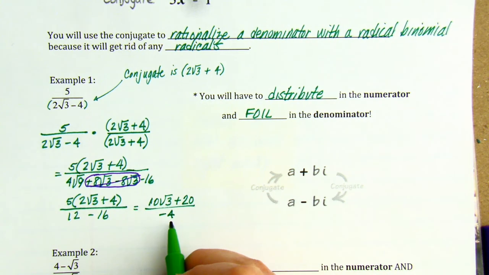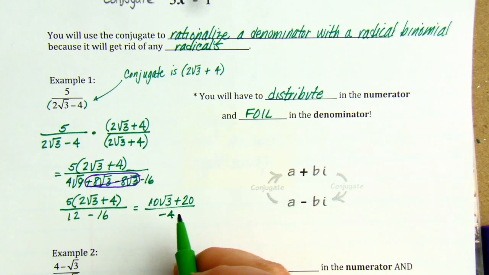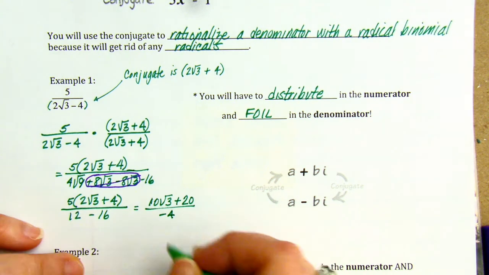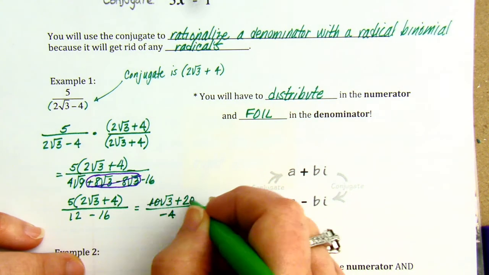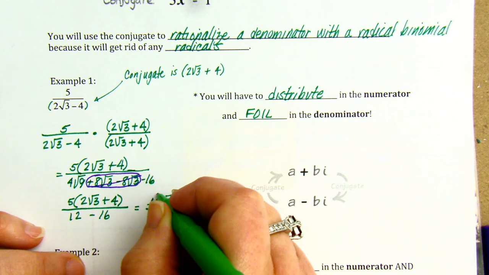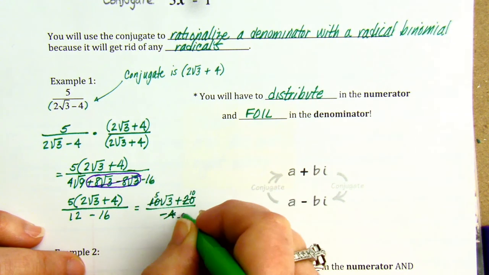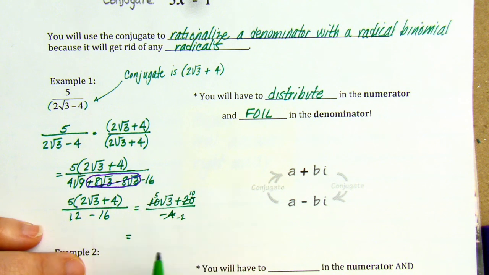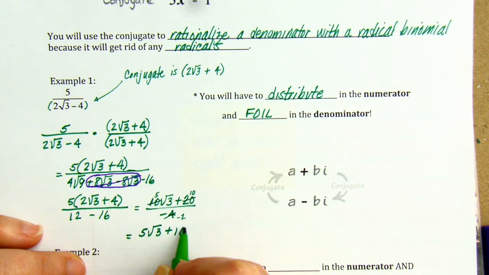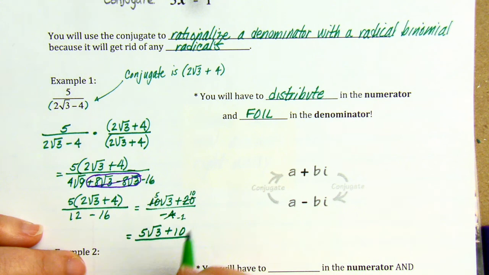They're all outside of a radical. I do have to simplify this down. These can all be divided by 2. So this divided by 2 is 5, this divided by 2 is 10, this divided by 2 is negative 2. So my final answer to this problem is 5 square roots of 3 plus 10 divided by negative 2.